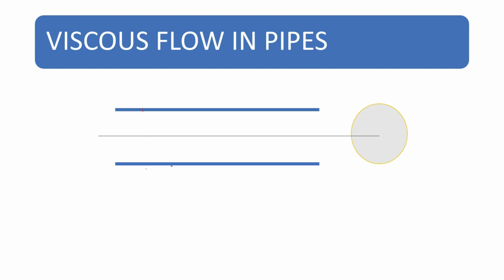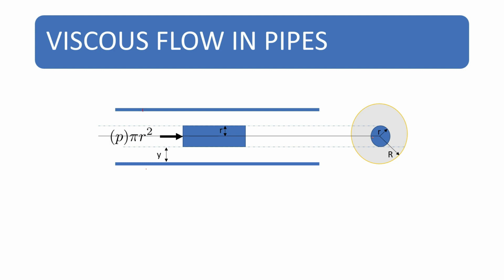So this is the side view of the pipe. For this, we will consider a fluid element. The radius of the pipe is capital R, and this fluid element is a distance of y from the pipe wall, and the radius of this cylindrical fluid element is small r. You can see that here.